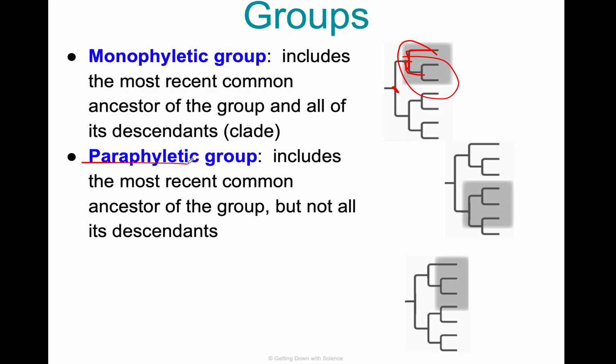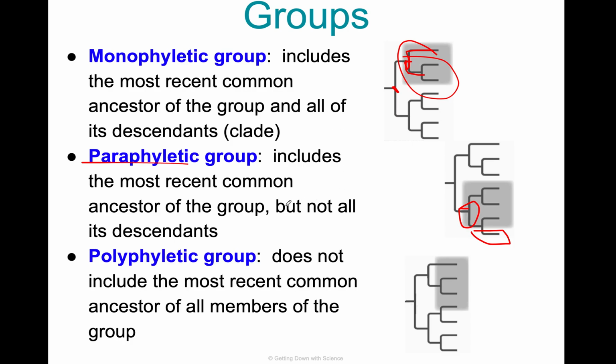You have the paraphyletic group, which includes the most recent common ancestor, but not all of its descendants. So you have a most recent ancestor down here, but see, this guy's kind of left out in the cold, not all of its descendants. And you have the polyphyletic group. This does not include the most recent ancestor. See, that's kind of left out in the cold, but all the other members of the group are included. Don't worry too much about the different types. Just know that they're grouped in different ways. Pause here to take notes.